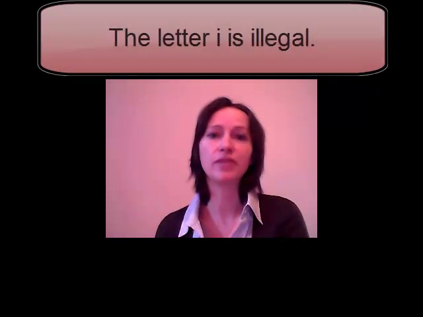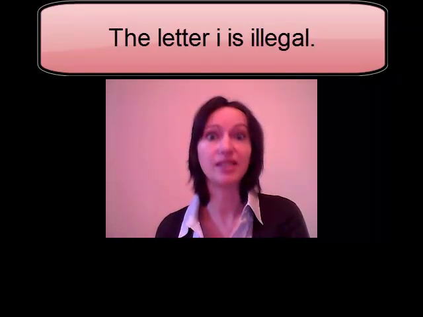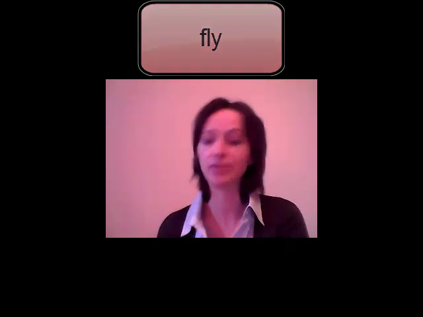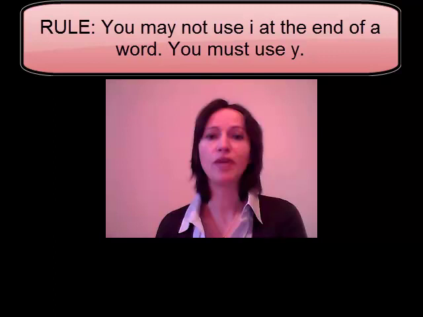The truth of the matter is, though, that the letter I is illegal. An illegal letter is a letter that can't go at the end of an English word. There are 5 of them in the alphabet, and I is the first one. So, instead of writing the illegal letter I at the end of the word, we use the stunt double. What stunt double? Y. That's why we write fly like that. And that brings us on to a rule. You may not use I at the end of a word. You must use Y.